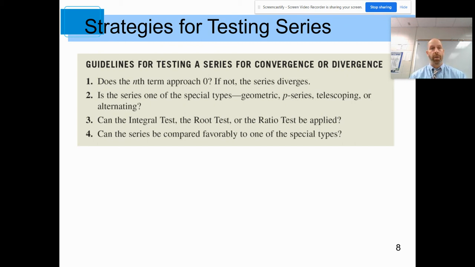Number one, just look at the nth term. If it doesn't go to 0, you know that it diverges. So instead of wasting your time, you could check that first. That's a quick thing to do.